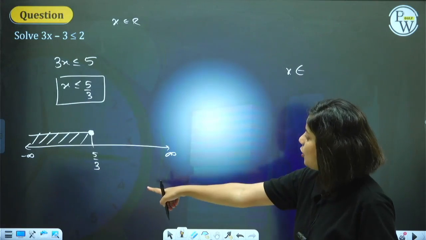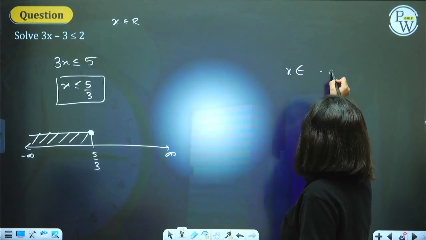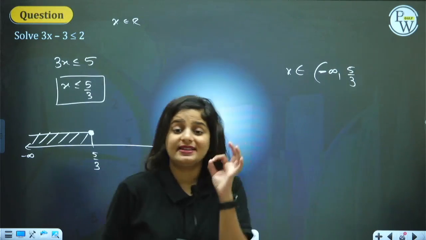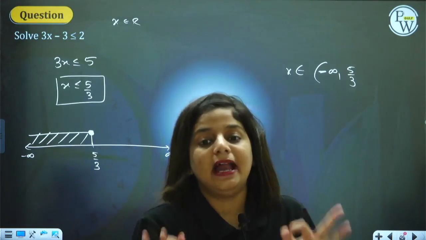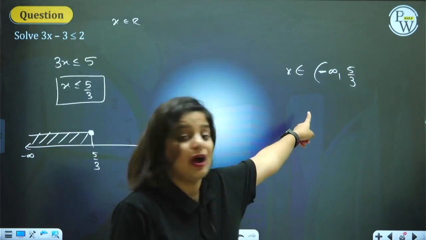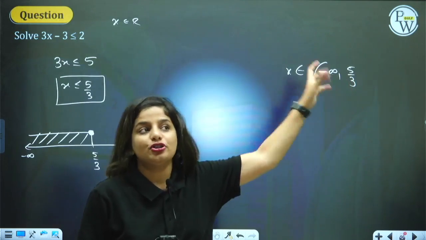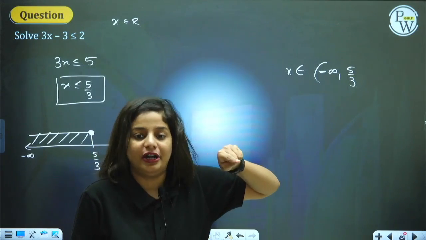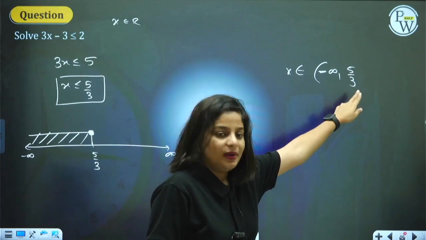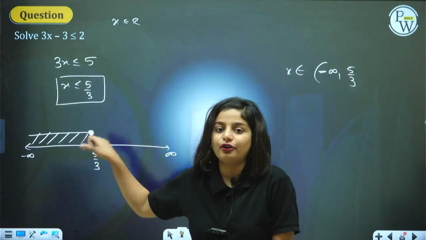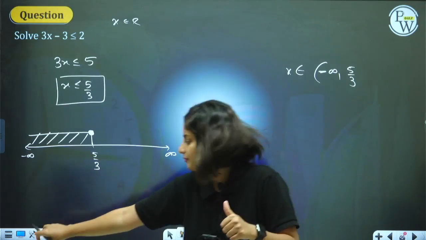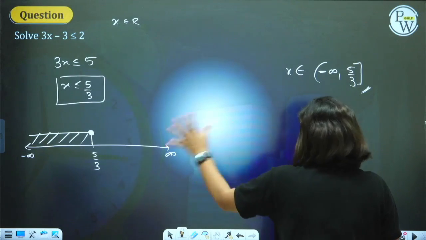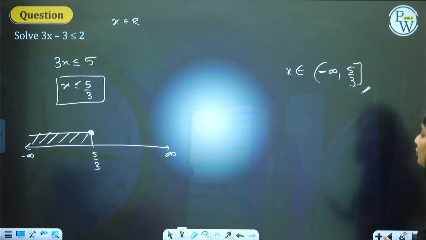Final answer, x belongs to minus infinity to 5 by 3. Minus and plus infinities will always have round brackets, open intervals, because you cannot include infinity. Any number cannot be equal to infinity. No equal to, that's why round. But 5 by 3, is it included? Yes, there is a dot. Dot means, remember the right hand side, dot was closed. That's how you represent on a number line and in sets interval notation.